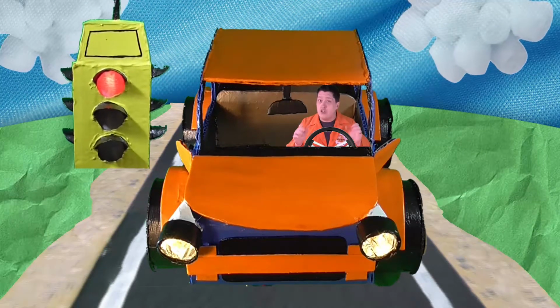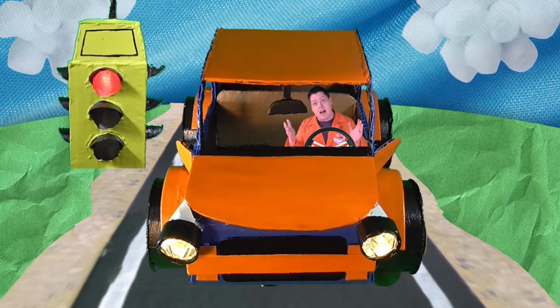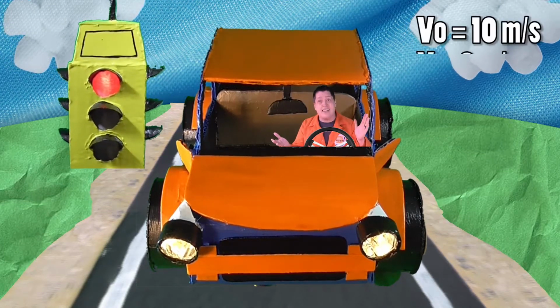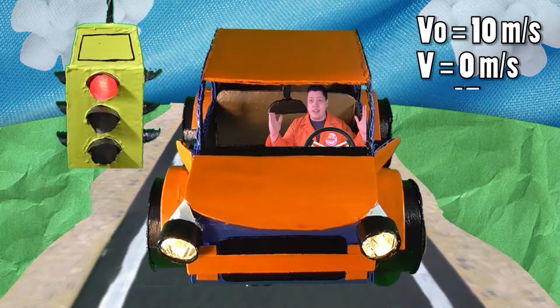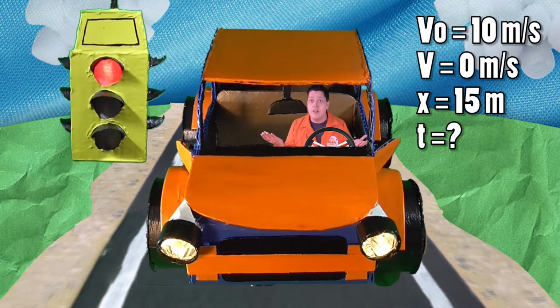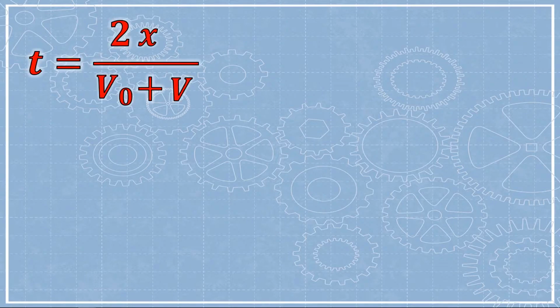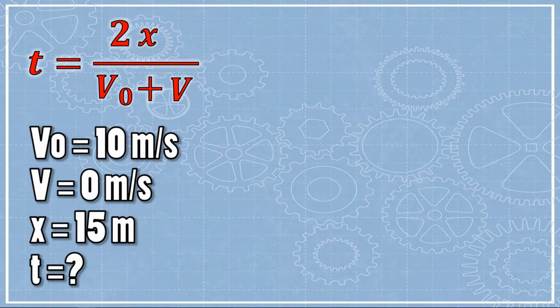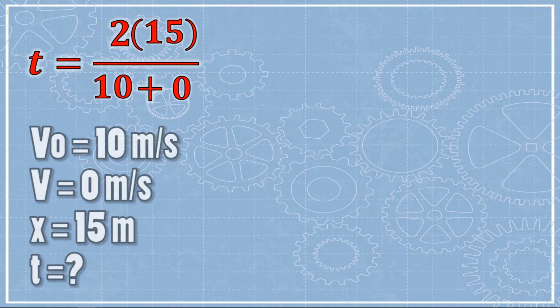So, going back to our original question, if my car comes to a stop at a stoplight from an initial velocity of 10 meters per second over a distance of 15 meters, how long did it take for my car to come to a safe stop? If I use my observations and the right formula, I can find how much time it takes for my car to come to a safe stop. Here's my formula. I'm looking for time. I know that x, my distance or displacement, is 15 meters. My initial velocity, v sub 0, is 10 meters per second. And my final velocity, because I came to a stop, is 0 meters per second.